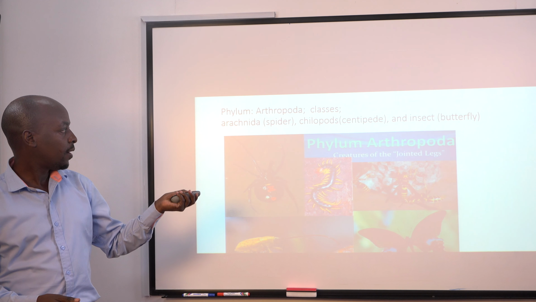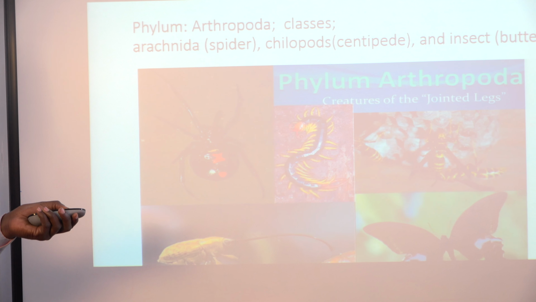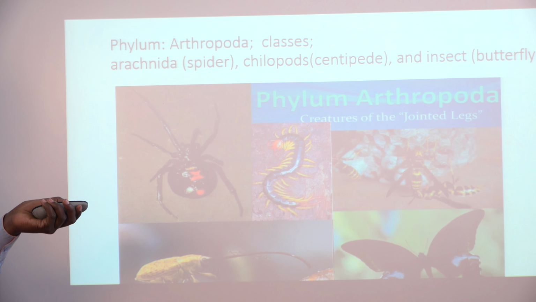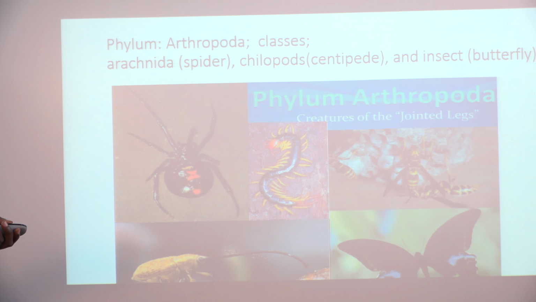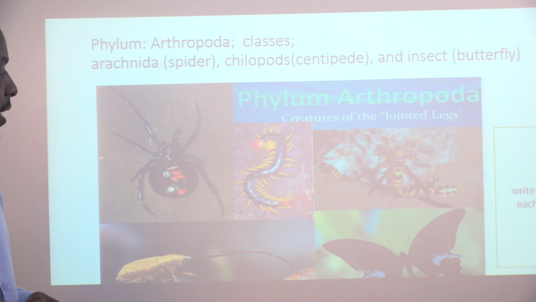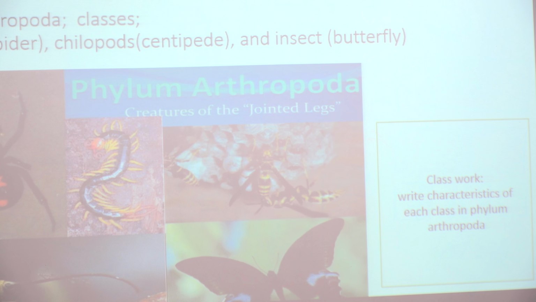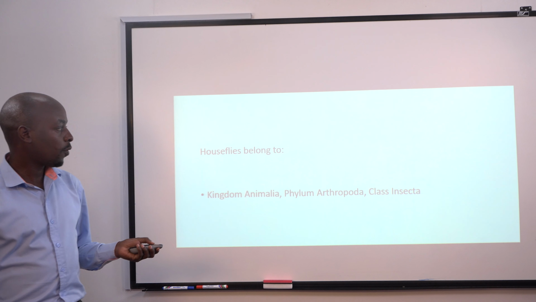No. But now we have these 3 groups: bees, butterfly here. Now these have, as you can see, common characteristics: 3 body divisions, a pair of wings, 3 pairs of jointed legs. So probably we can put a housefly in this class Insecta. Now this is a classwork. Write characteristics of each class in the phylum Arthropoda. You can do this.